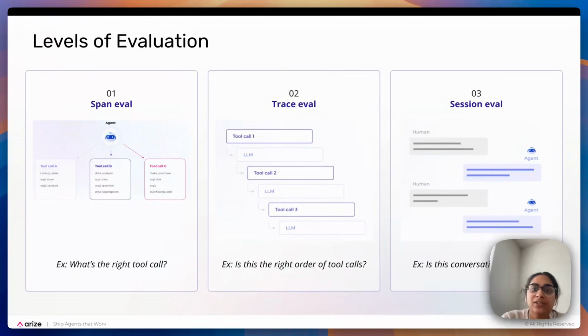And then you have trace evals, which is going to be: is this the right order of tool calls? Because now it has all of the data, and it's able to see everything in succession, what happened first, what happened second. Was that correct? And then the third level is the session evals, right? Throughout this entire conversation, was it coherent? Was the same tone of voice used? Was my goal achieved? Something like that.